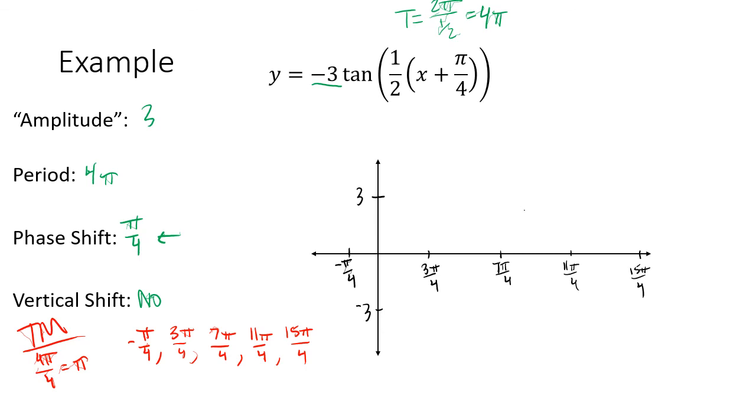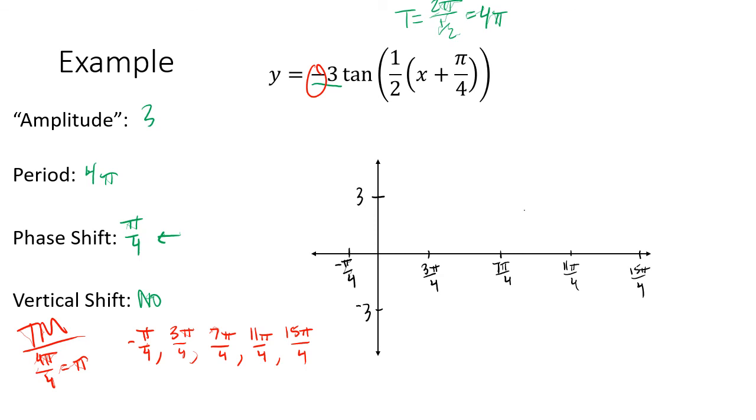And now the one thing we haven't addressed is this negative sign out here, and that's a vertical flip. So we're going to start in the same place, because we're starting at 0, negative 0 is just 0. But instead of going up to start with, we're going to go down to start with. It's like we took the tangent curve, and then we just flipped it upside down.